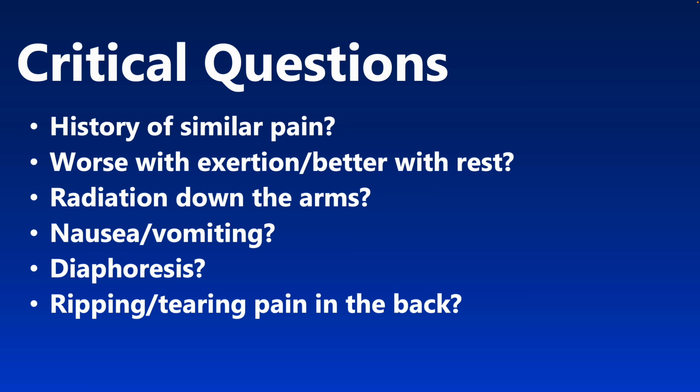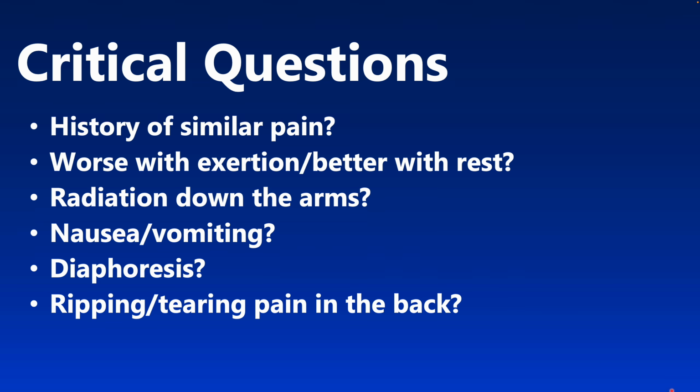So some of the things that we want to be asking when it comes to chest pain: does the patient have a history of similar pain? Certainly, if it's a patient that has a history of an MI and they're saying that they had pain like this when they were having their MI, that's something that's concerning. We also want to know if the chest pain is worse with exertion or better with rest, if there's any radiation of the pain down the arms, if there's any nausea or vomiting associated, if there's any diaphoresis or sweatiness associated. All four of these symptoms right here are very concerning for some type of exertional cardiac chest pain, so we really want to be asking those questions.